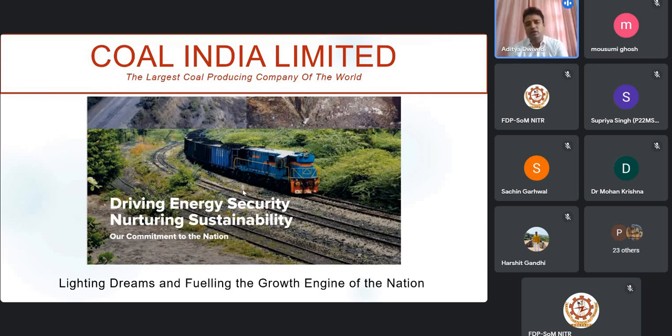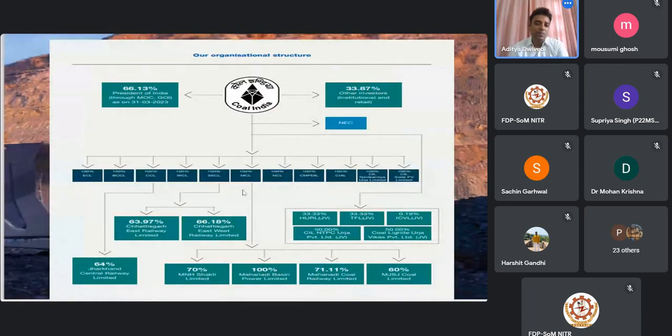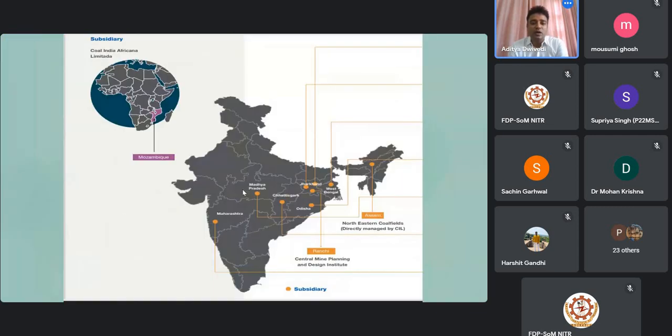More than 13 million people are directly or indirectly attached to the sectors whose operations depend on coal. This is the kind of operation we have in India. We have some 11 subsidiaries and 13 joint ventures as of now. We have presence in 9 states and 1 subsidiary in Mozambique, in Africa.